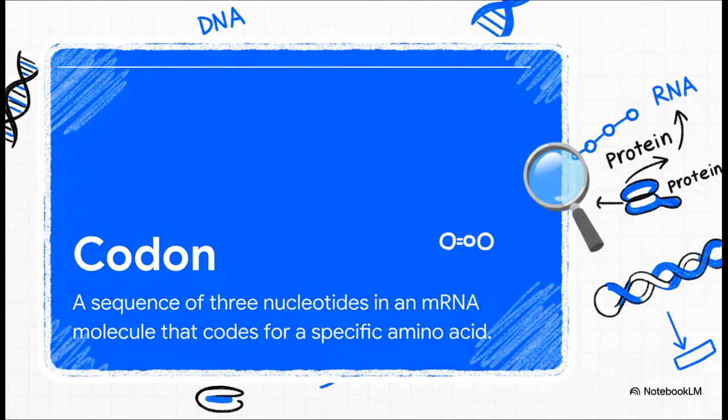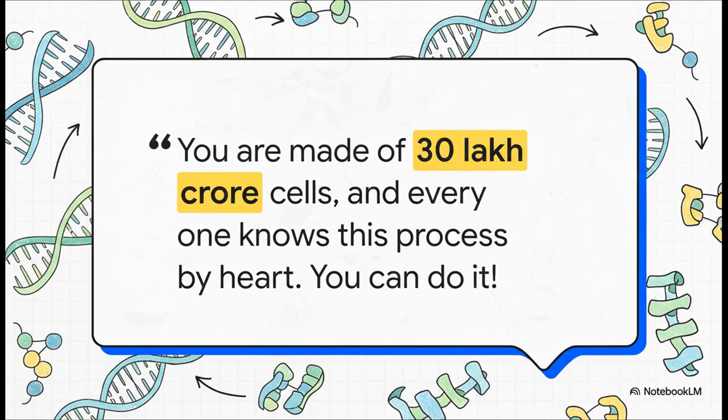And second, what is a codon? It's that 3-letter word we talked about in the genetic language. It's a sequence of 3 bases on the mRNA that tells the ribosome which amino acids should be added to the protein chain next. And before we finish, I just want to leave you with this one thought.